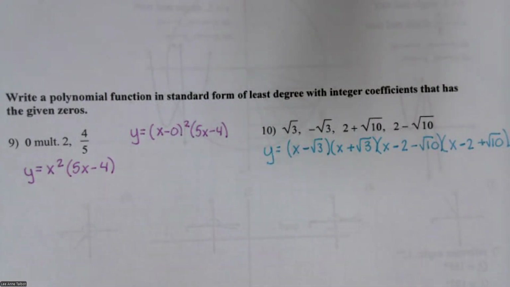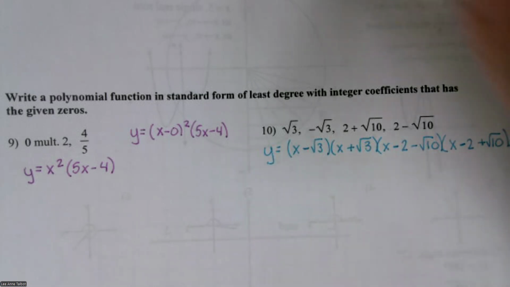Yes, Connor? What's radical 3 times negative radical 3? That's negative 9, right? It's negative radical 9, which is negative 3. I love that you use the word radical, by the way.